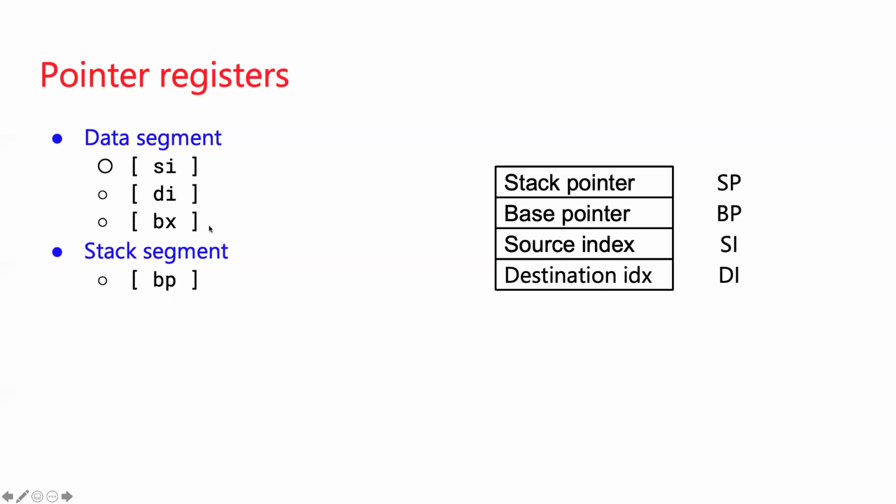And BP, I don't think we've used that at all until now, but it stands for base pointer, and it's normally a pointer into stack memory. In fact, so much so that when you use these registers, the assembler decides which segment you want based on which of these registers you're using. So if you use any of those first three, SI, DI, or BX, unless you say otherwise, it's going to look up those as offsets into the data segment. And if you use BP, it's going to use that as an offset into the stack segment.